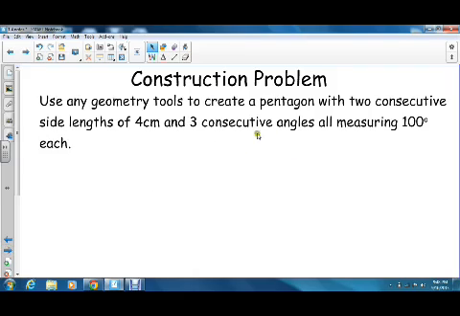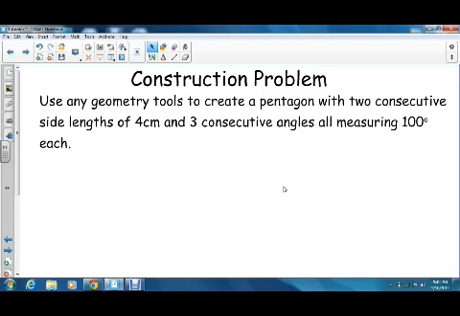Alright, last thing for you to do, and I want you to make sure that you do this on your own, because this is what we're going to start class with, is this little construction problem. It says use any of your geometry tools, so you can use a compass, straightedge, ruler, protractor, whatever tool you can use to create this pentagon. It needs to have 2 consecutive sides of 4 centimeters and 3 consecutive angles that are all 100 degrees each. So I want you to think about how you would do that, come up with some strategies, and I want you to actually come up with one of these pentagons.